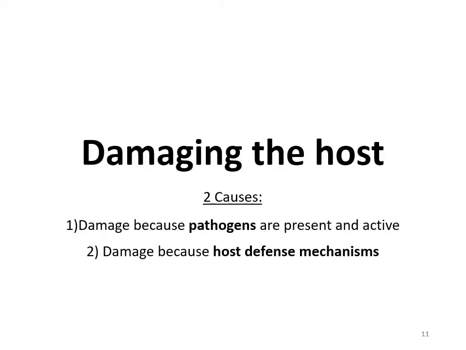Now, the last of the things we're going to mention today is how pathogens will try to damage the host. With damaging the host, there are two big causes. The damage can either be because of the pathogen itself being present and active, or the damage to your body can actually be because of your own body, because your immune system is trying to fight those bacterial cells or those viruses and accidentally, friendly fire, injures your own cells or damages your own cells and tissues.